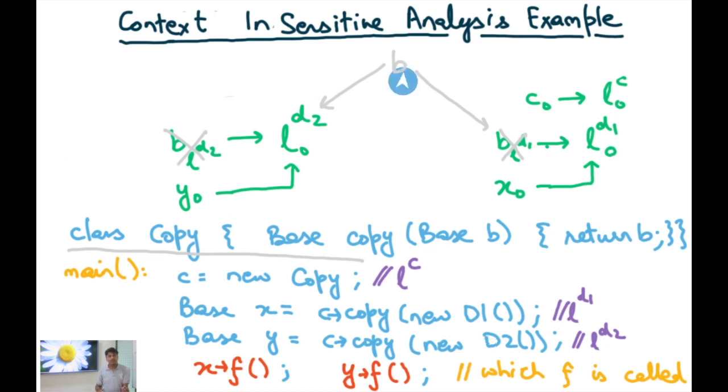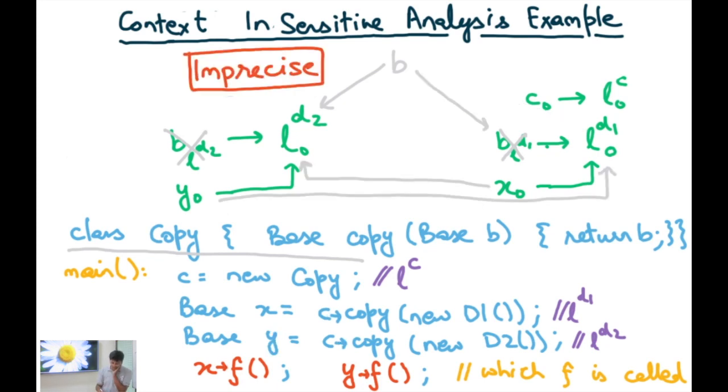But now there will be a single B variable, which will be the argument here. By virtue of the first call, it may point to L0 D1, and by virtue of the second call, it may point to L0 D2. And then when you return B, it seems like X may point to either L0 D1 or L0 D2, because X is just going to get a copy of B, and because B may point to either of these, X may point to either of these. Similarly, Y may point to either of these. And so this is the final points-to graph.